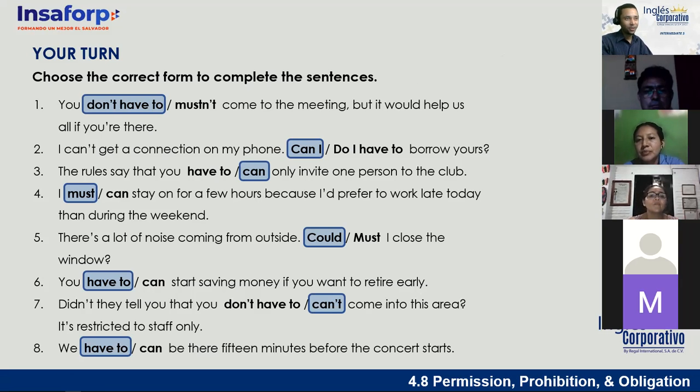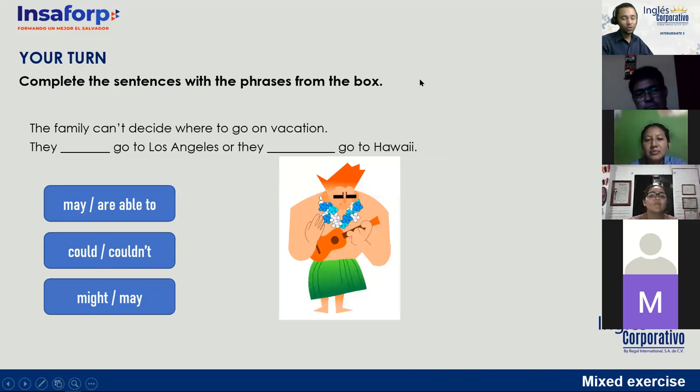Let's do this. Voy a hacer en el orden que me aparecen aquí. Your turn. Ahora aquí va combinado, va todo. Todo lo que hemos visto sobre models. Complete the sentences with the phrases from the box. Let's see. Luis Enriquez, the first one is yours. The family can't decide where to go on vacation. They blah blah blah go to Los Angeles or they blah blah blah go to Hawaii. So your options are may or are able to, could or couldn't, might or may. They could go to Los Angeles or they could go to Hawaii. But we don't have those. We have could and couldn't.